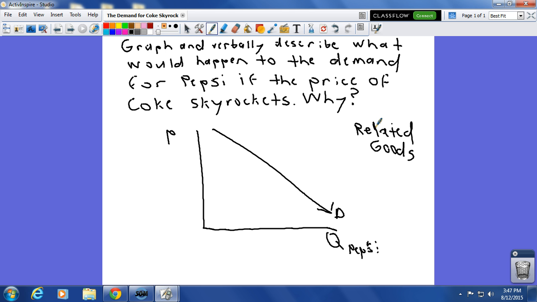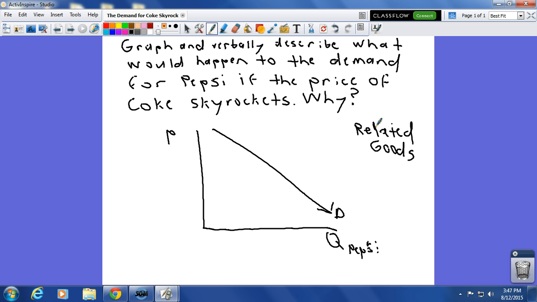So now we have to figure out what happens to the demand for Pepsi, and then we're going to go ahead and graph our new demand curve. So the price of Coke is skyrocketing. So what's going to happen is, because the price of Coke is skyrocketing, they're going to switch over to buying Pepsi. So therefore, the demand for Pepsi is going to go up.